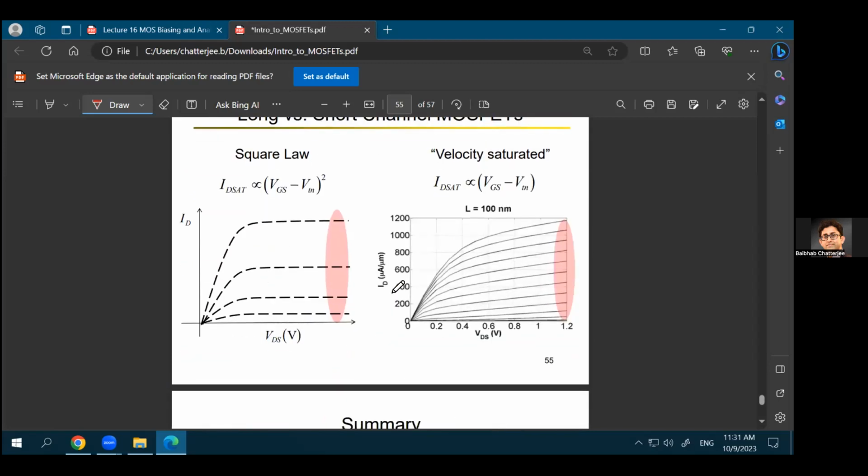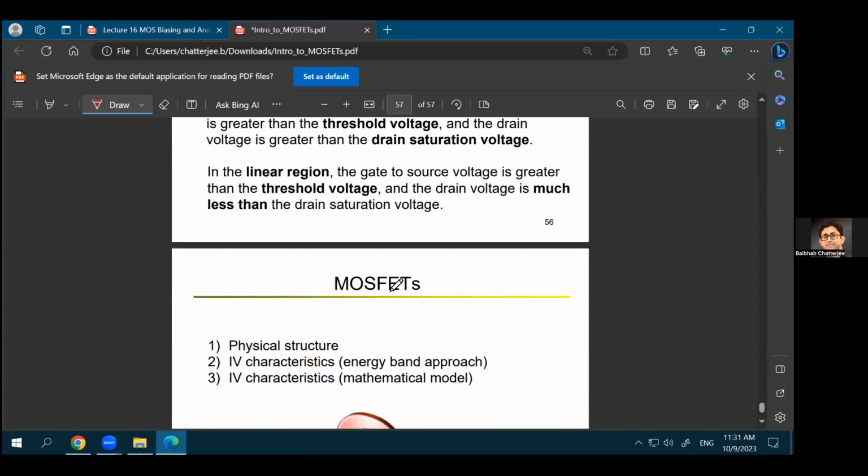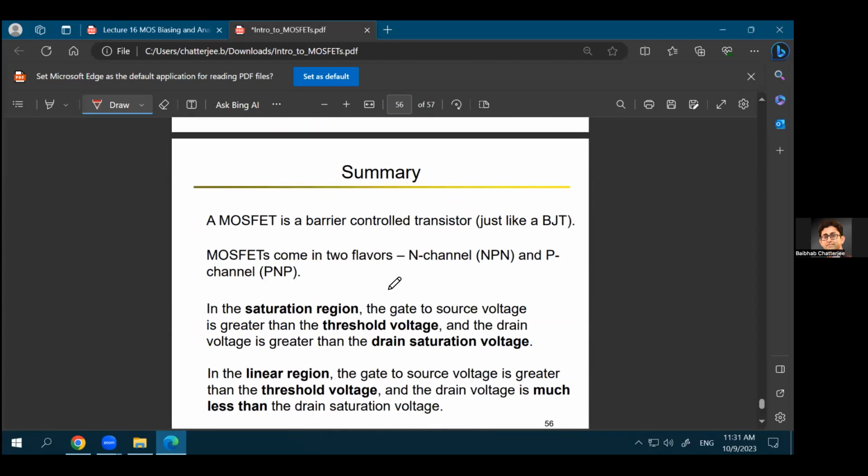So we'll stop here, and in the next lecture, we'll be discussing some more details about the MOSFETs and how we can use this device in a circuit.